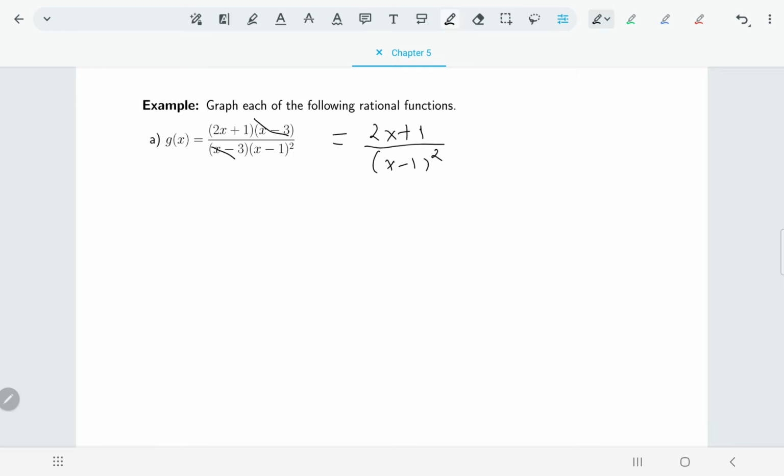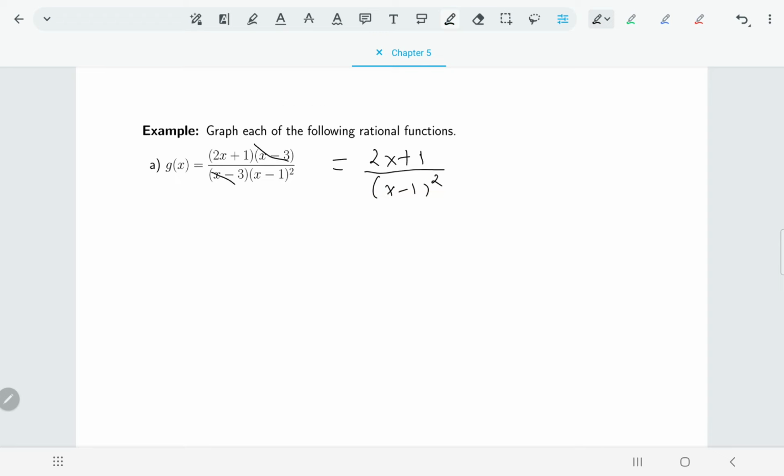And right away we can start to identify some things. Namely, we have two excluded values, 1 and 3. 1 comes from the factor x minus 1, which is still here once I've put my rational function in simplest terms. So that means that we have a vertical asymptote of x equals 1 on our graph.